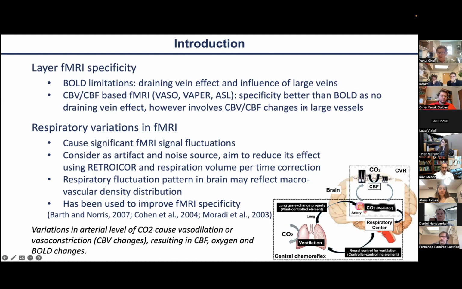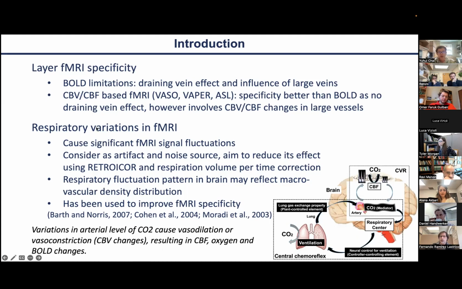So to reduce this bias from large vessels, we tried one very simple idea: just use the respiration variation information in fMRI. When we're doing fMRI, we are doing it in a living subject. The subject will breathe, and their breathing will change. If the breathing changes, the arterial level of CO2 will change. So this will cause vasodilation or vasoconstriction, causing a cerebral blood volume change. And cerebral blood volume change will result in cerebral blood flow change, oxygen change, BOLD change.